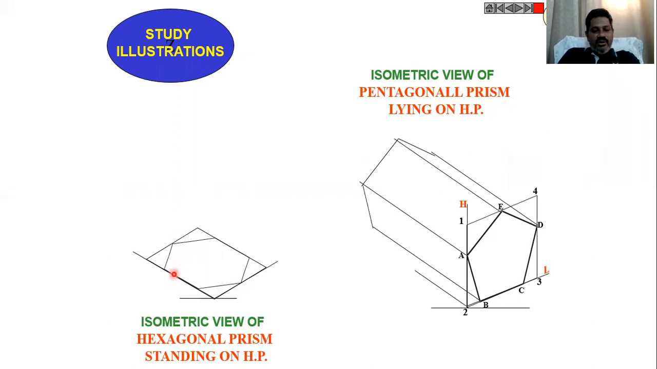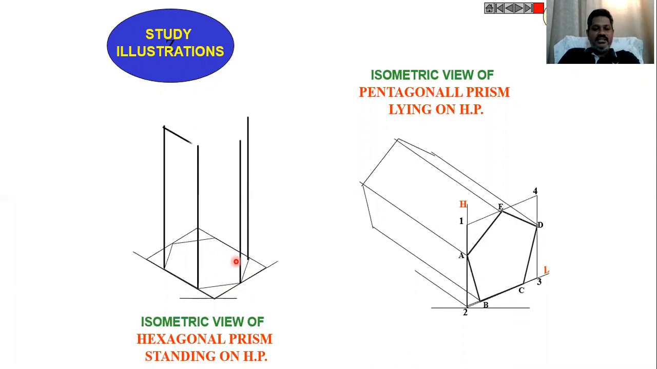With that height, from all the six points A, B, C, D, E, F, represent the heights or draw the vertical lines like this. Then connect all those end points to get the top face of the hexagonal prism when one face is lying on HP. With this you can see the bottom face is lying on the horizontal plane, right? In that case, he is asking us to draw the isometric view.